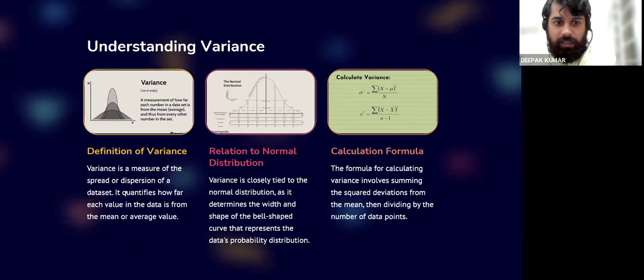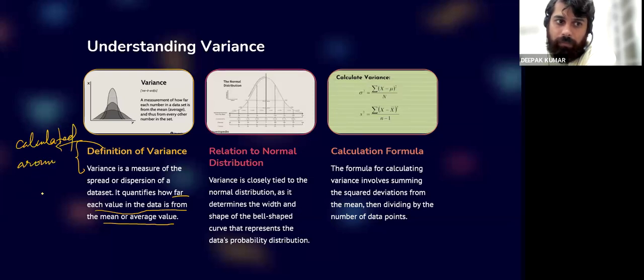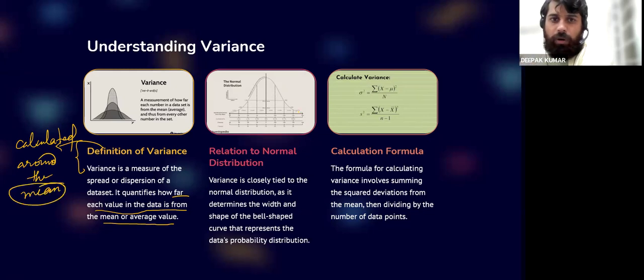So this was the definition of the variance, my dear. It quantifies how far each value in the data is from the mean or average value. That is why we said that variance is calculated around the mean. Let me give you a very good example which all of you can correlate with.